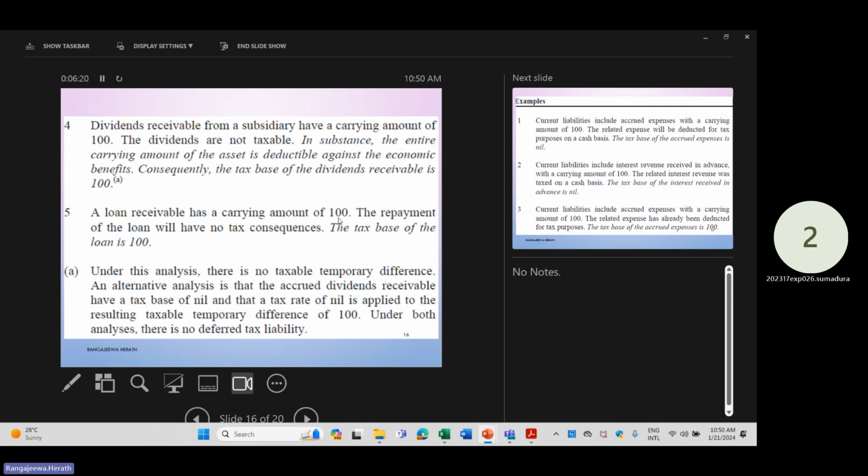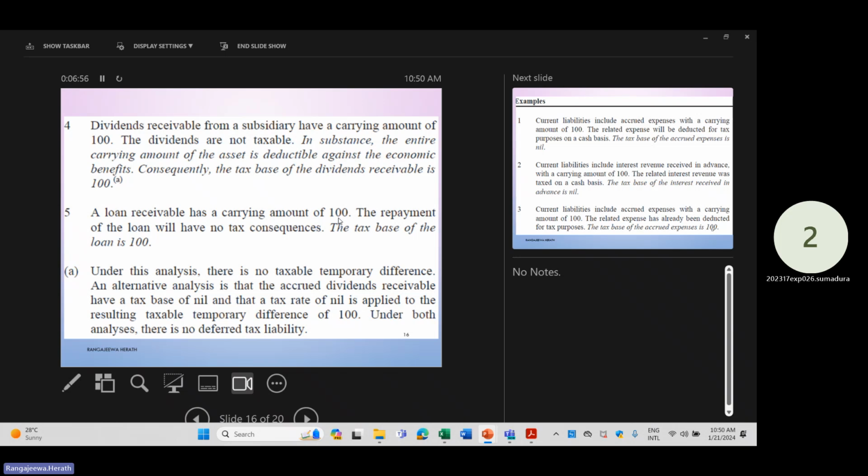Loan receivable has a carrying amount of 100. Loan receivable is a double entry accounting: when you grant a loan, cash is credited and loan receivable is debited. For tax purposes also there is no tax consequence of a loan. If you pass the double entry for tax purposes, still you can say cash credit, loan receivable debit, because that has no income or expense. So the tax base is also 100, carrying amount also 100. Since both tally, no temporary difference.